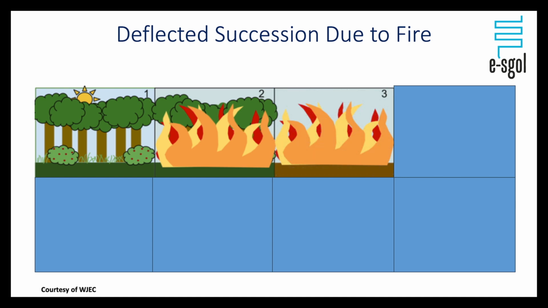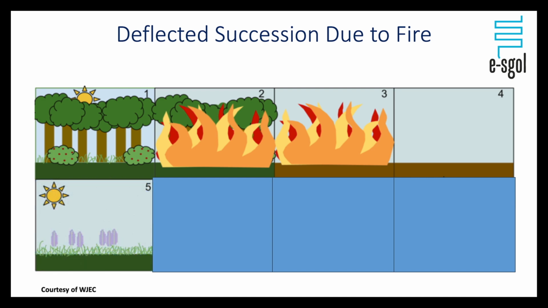Continuing into picture 3, the fire is still raging, but more of the vegetation has been burnt, and the characteristic vegetation of the climax community is no longer present. Picture 4 shows us the damaged ecosystem with no vegetation at all. In picture 5, the first stages of new succession can be seen. This is termed secondary succession.